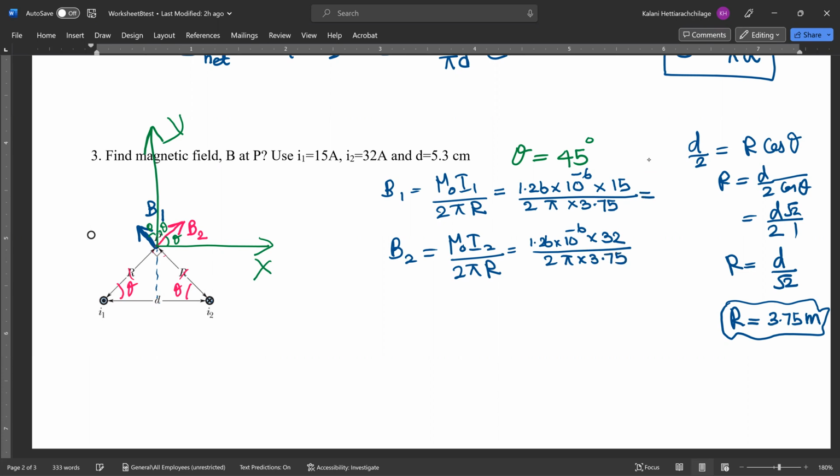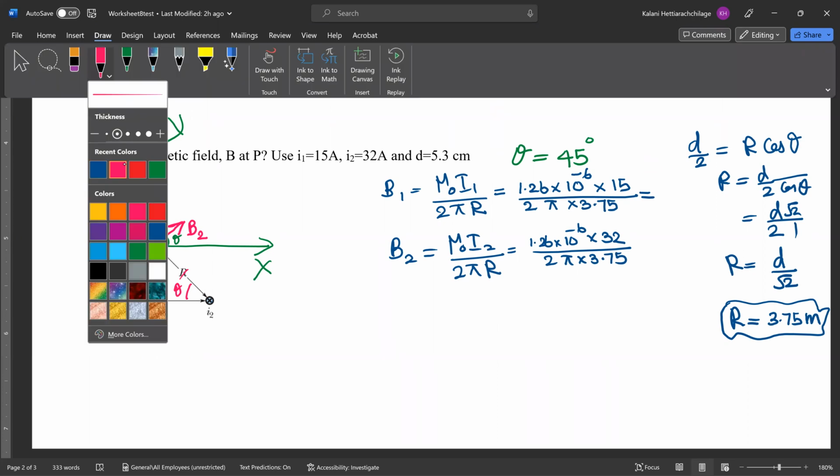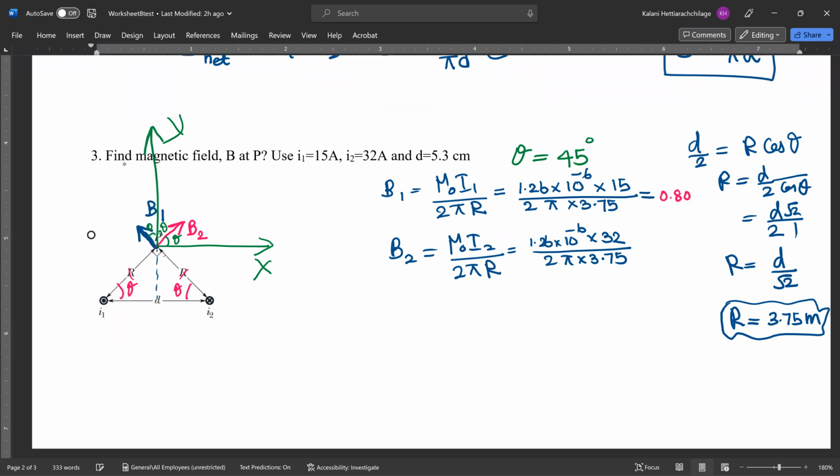Okay, let's see if I can calculate this number. Do the calculation and let me know if it is incorrect. I'm showing the process here, and that's the important thing: the -6 and the unit of Tesla. And I get this number as 1.711 times 10 to the -6 Tesla.